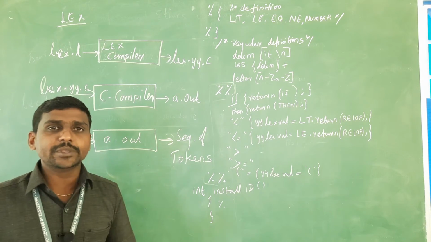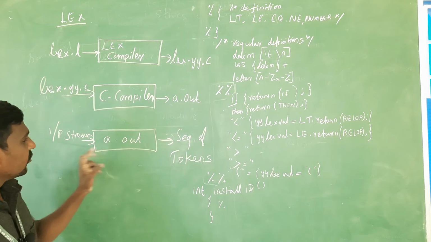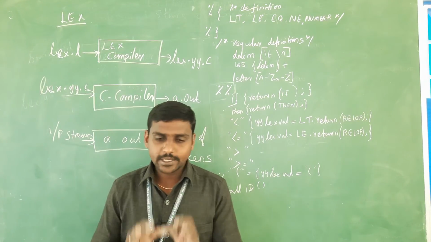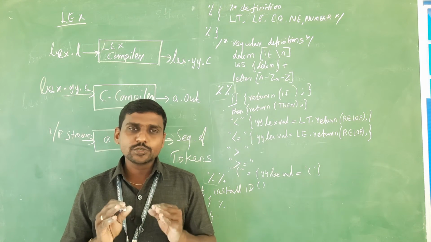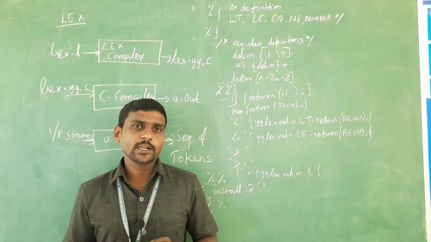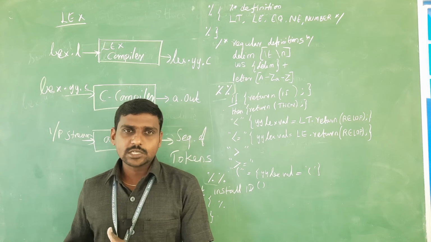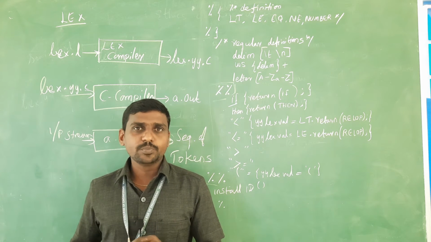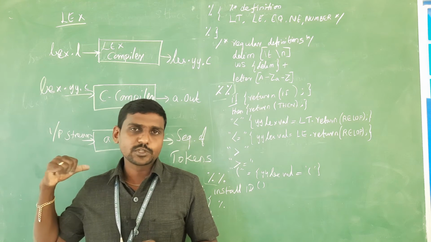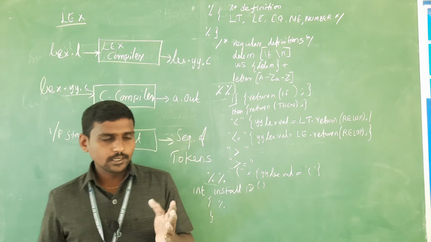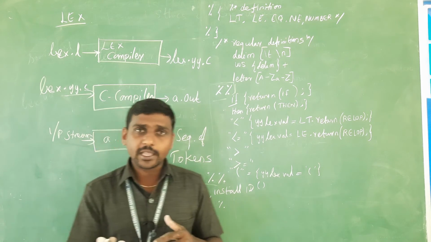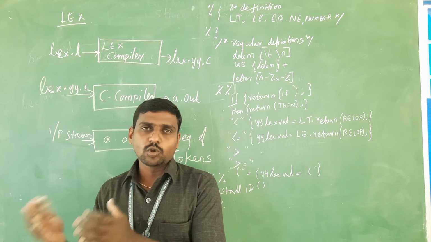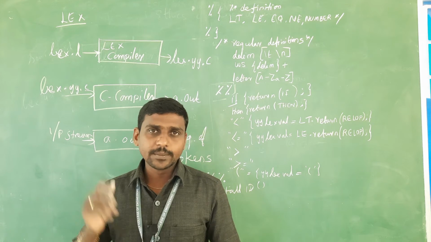The output a.out will be generated, and if you see a.out, a sequence of tokens will be generated. So this is the procedure to execute a Lex program. Clear? We have a Lex program in our lab exercise, so you should know this procedure. If I ask you to convert a source program into tokens by using the Lex tool, you should remember this.